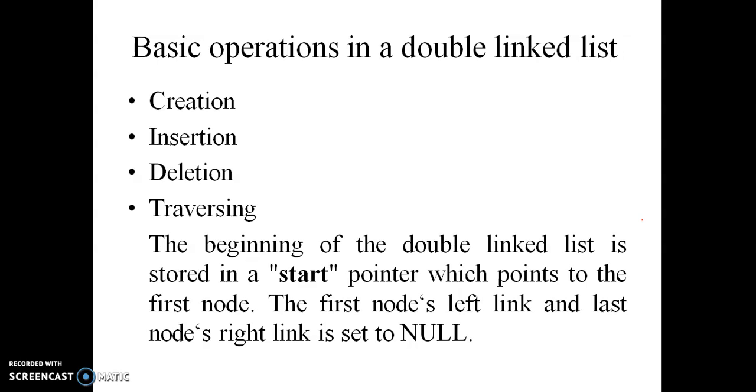The beginning node of the double linked list is pointed to by the start pointer. For the starting node, the right pointer is null, and for the ending node, the left pointer is null. After the end node, we don't have any other node, so the left pointer is null. For the starting node, we don't have a previous node, so the right pointer is null.